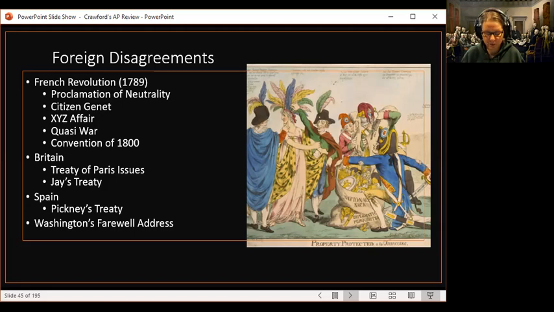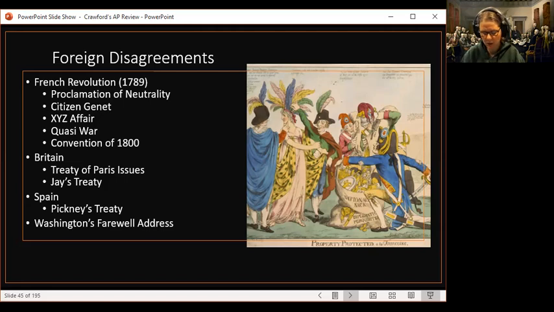Then we see Spain. Spain has closed us off to Mississippi River trade, and they're beginning to question the boundaries between the United States and Florida. So we end up with the Pinckney Treaty, which gives the United States the right to navigate the Mississippi River, and this settles the border dispute between the United States and Spain.